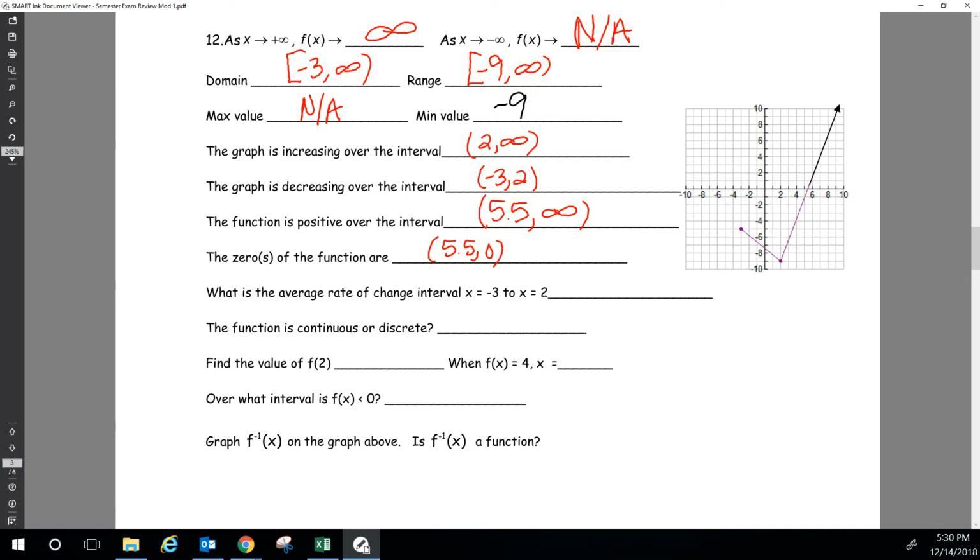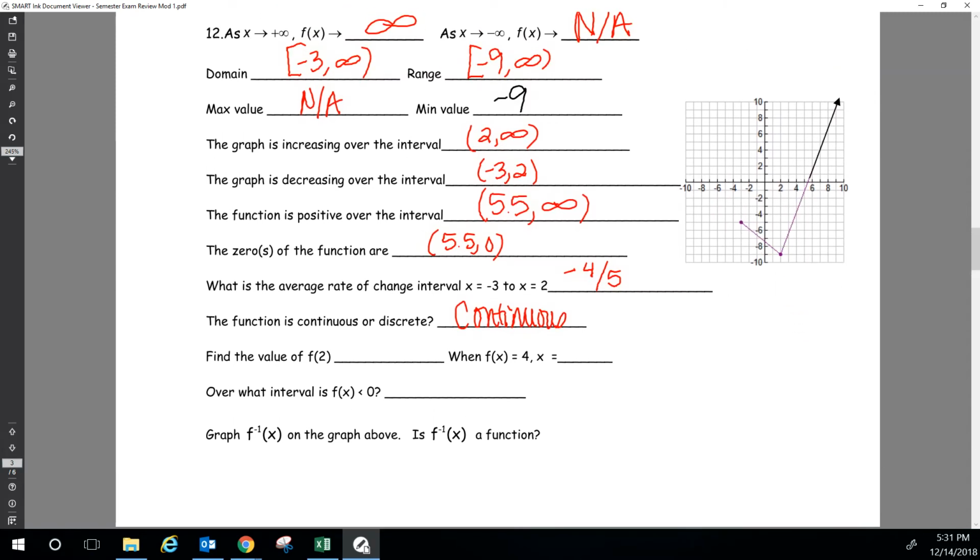The average rate of change from -3, which is here, to 2, which is here. We're going down 1, 2, 3, 4, and over 1, 2, 3, 4, 5. So down 4 over 5. Well, this one actually is a slope because that is a line. So find the slope of that line. That's the same thing as average rate of change. Down 4 over 5. All right, is this function discrete or continuous? This is continuous. Again, I can draw this graph without ever picking up my pencil.